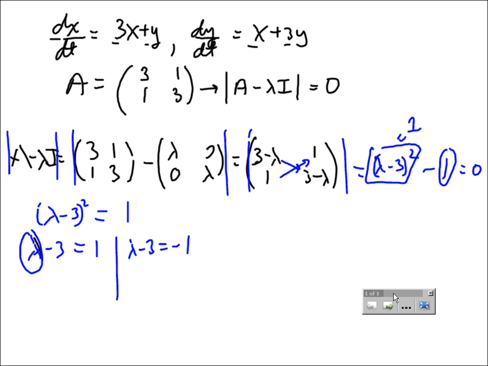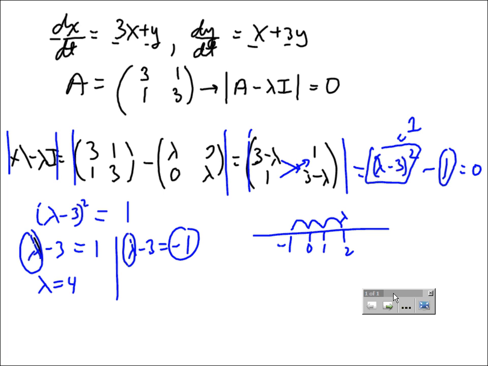And you all know that 4 take away 3 is 1. So that's one value. And you know that 2 take away 3 is negative 1. If you don't know, there's lambda. Take away 3: 1, 2, 3. And you end up at negative 1. So that's 0, that's 1, and that's 2. So now we have the two values of lambda.